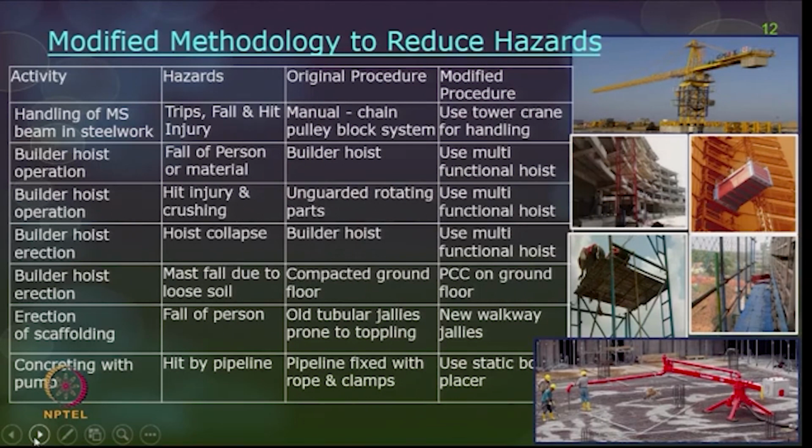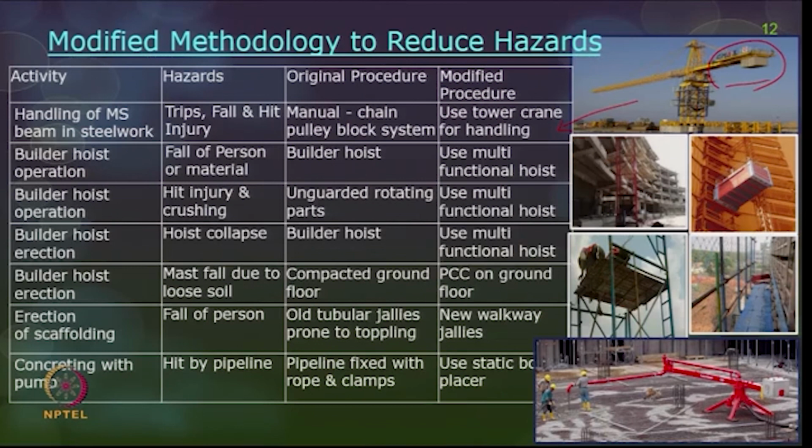Handling of MS beam in reinforcement. Some analysis was done in one of the local projects in Delhi. Handling of MS beam in steel work. Hazards can be trips, falls or hit-by injuries. The original procedure was manual, a chain, pulley, block system was used. Later the modified procedure, just for promoting safety, used a tower crane for handling.